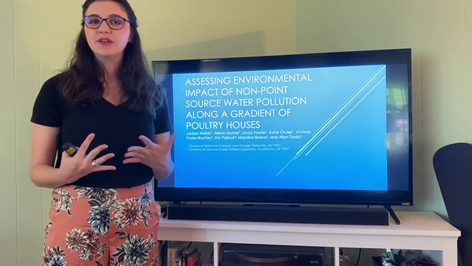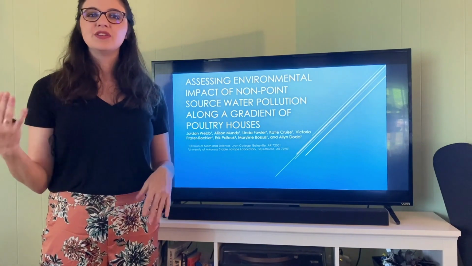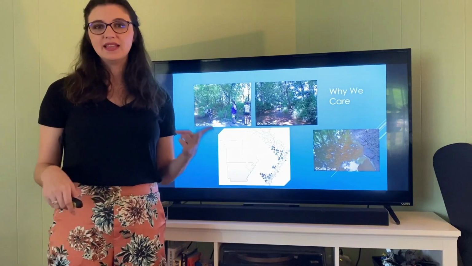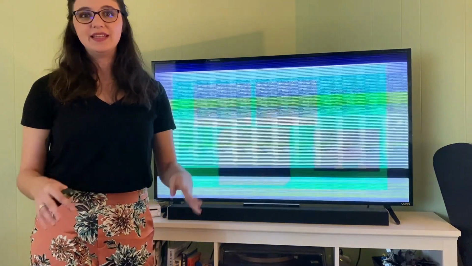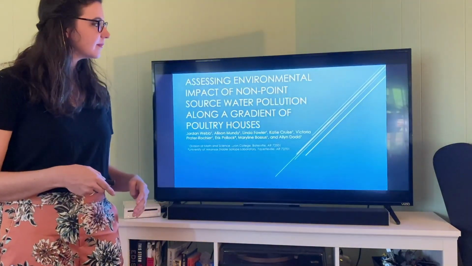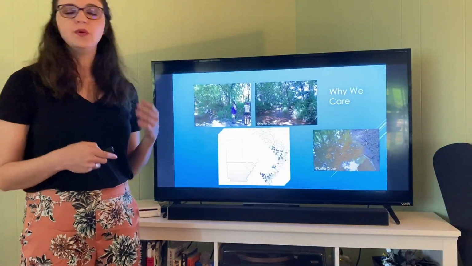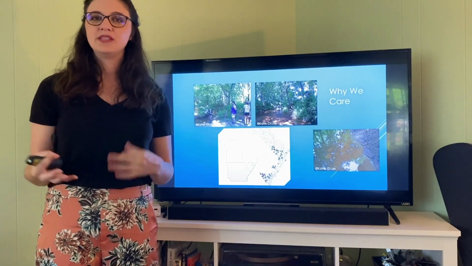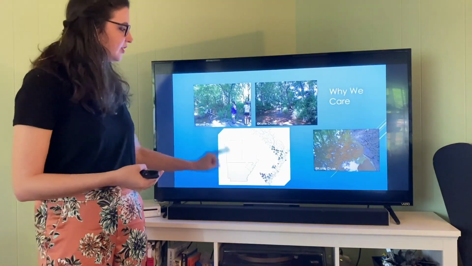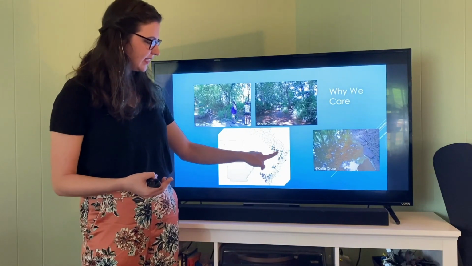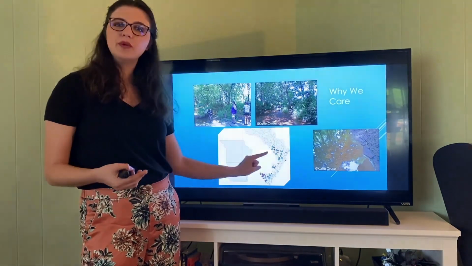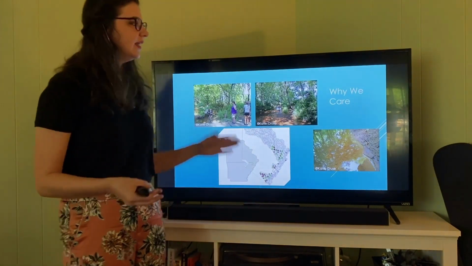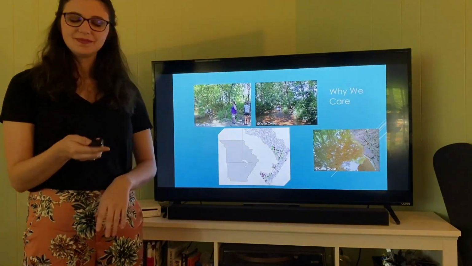Our research was over the recent expansion into eastern Arkansas of the poultry houses. Currently, Arkansas is the second leading producer of poultry in the nation. And so we tested over a gradient of these poultry house densities, different streams, to see how our streams are doing. These triangles right here represent the streams that we tested, and all the red dots are representative of the poultry houses in the area. And here are some pictures thanks to Katie Cruz.